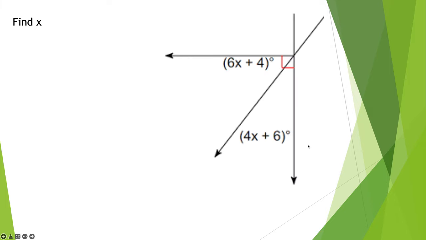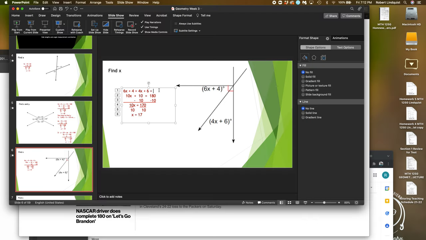All right, go ahead. Find x. So we can see that these two angles together add up to 90 degrees. That is to say they're complementary. Oh, why did I put 180 there? My daily practice right now, 90, 90, 80, and 8, and then I'll take you through it.